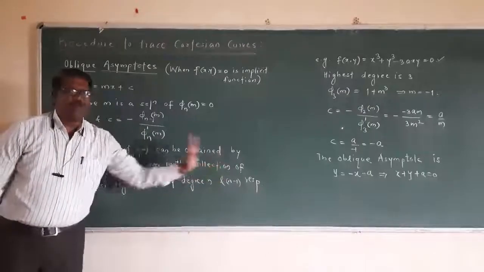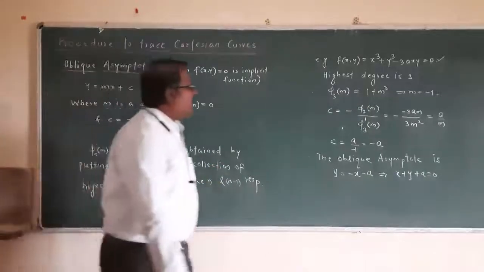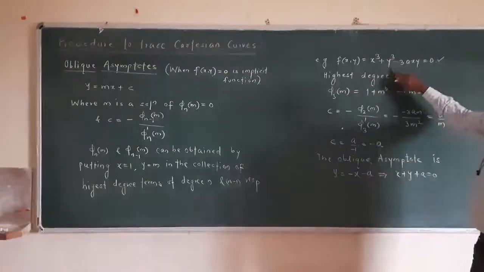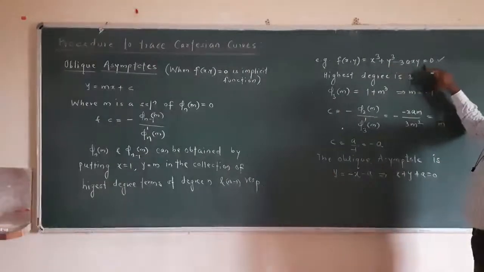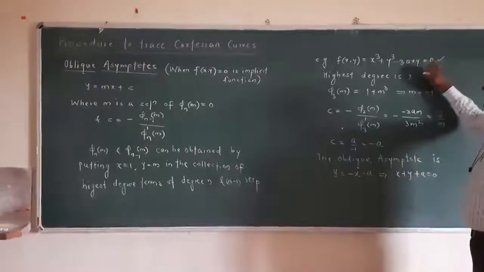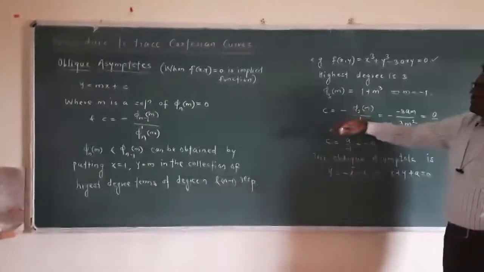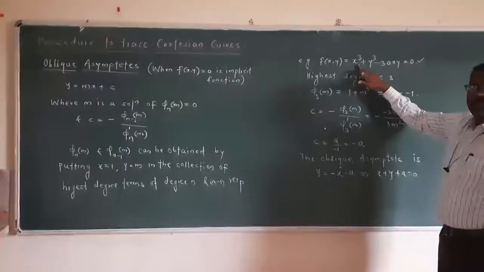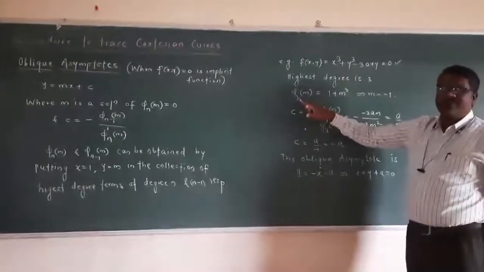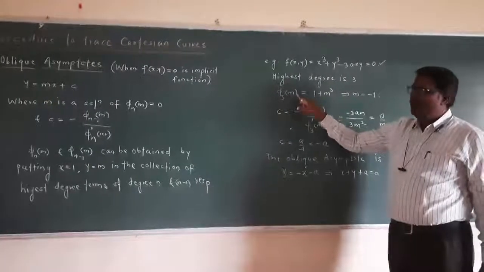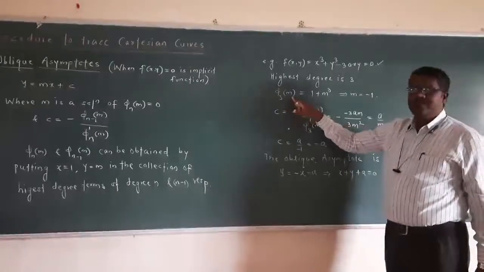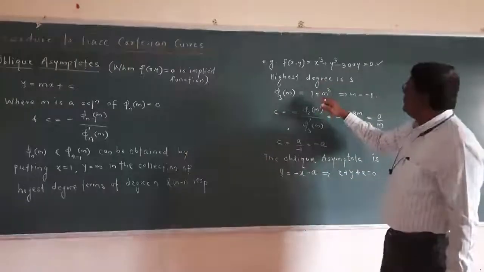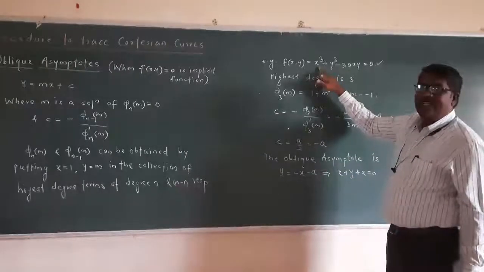For example, if I take f of xy equal to x cube plus y cube minus 3axy is equal to 0. For this example, what is the highest degree? The highest degree is 3. It means we can calculate phi 3 of m. How do we calculate phi 3 of m? Put x is equal to 1, y is equal to m in the terms having degree 3.